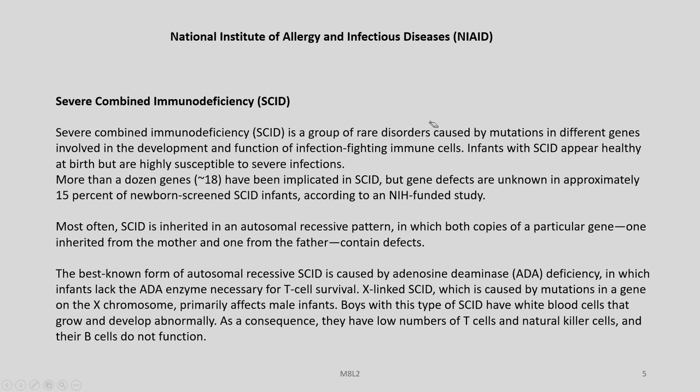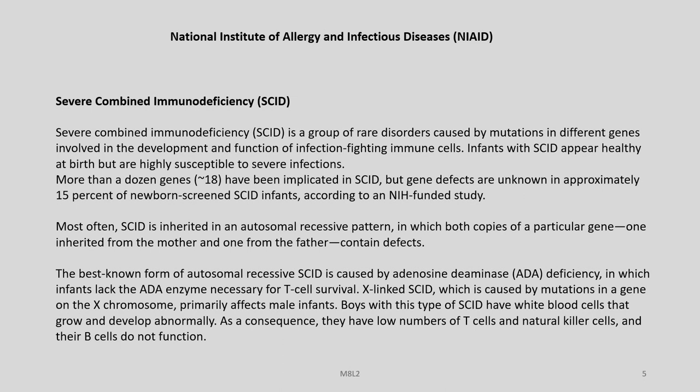Infants with SCID appear healthy at birth, but they are highly susceptible to severe infections. More than a dozen genes, roughly around 18, have been implicated in SCID. But gene defects are known in approximately 15% of newborn SCID infants, as reported by an NIH study. Often SCID is inherited in an autosomal recessive pattern in which both copies of a particular gene, one from the mother and one from the father, contain the defect, which we will also see through illustrative examples in the next slide.